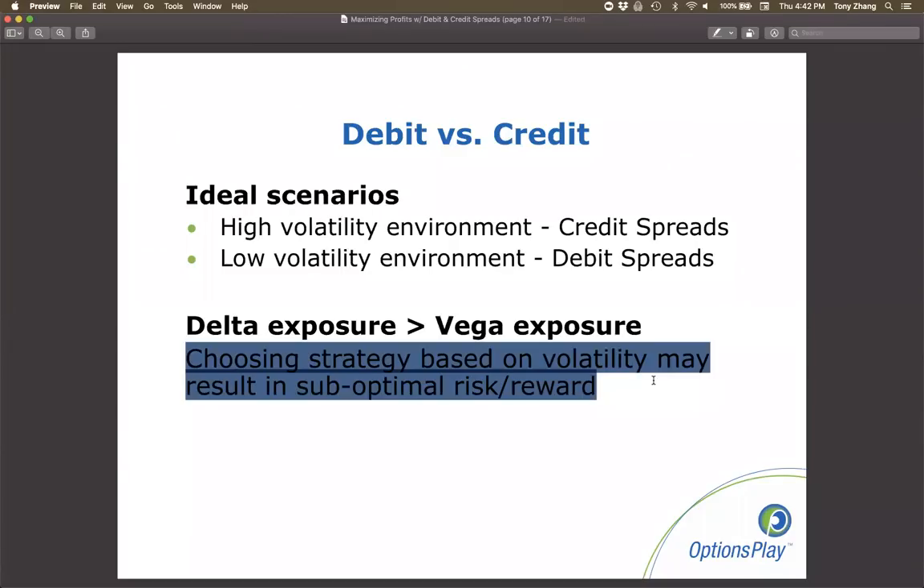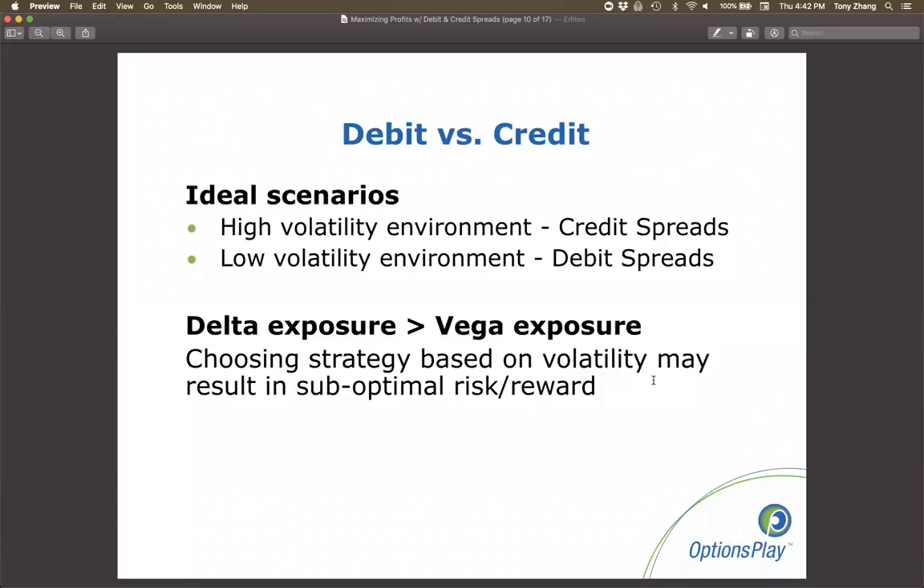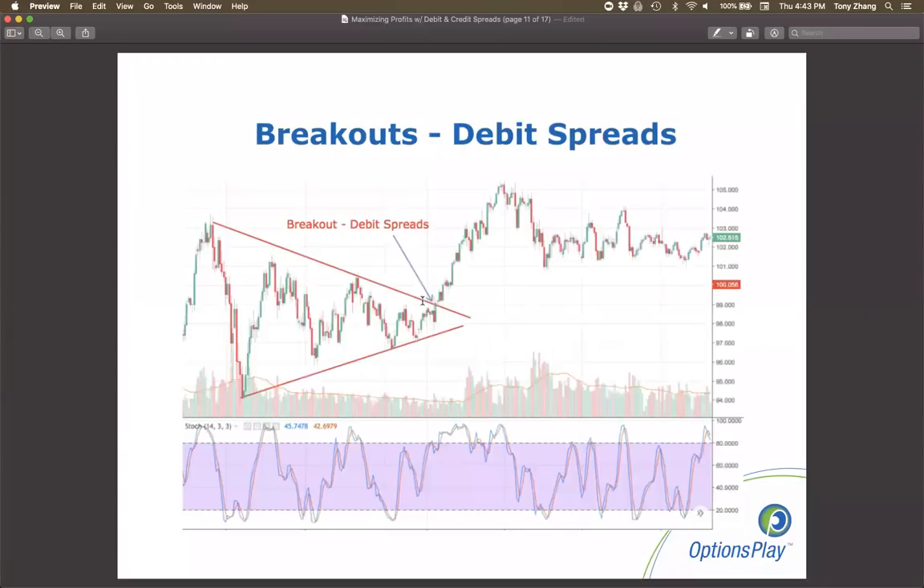And I'll go back to the Apple example to show you this in a few minutes, as to why if you simply follow volatility, you may end up choosing a much more suboptimal risk-reward or inefficient way of deploying your capital. If you're simply using Vega or volatility to choose your strategies, when in reality, you should be using delta, which is where you think the stock's going to go. And I think I'll illustrate this with the actual P&L simulator using Options Play.